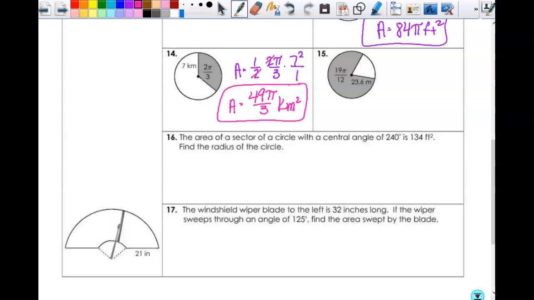All right, so for 15, we're going to change this radius to 24. That means I get area is equal to 1/2 times 19 pi over 12 times 24 squared over 1. And you finish that one up.